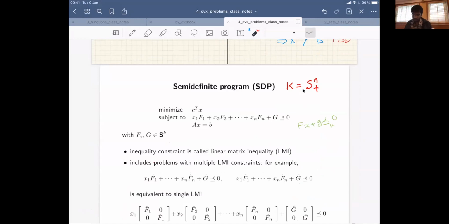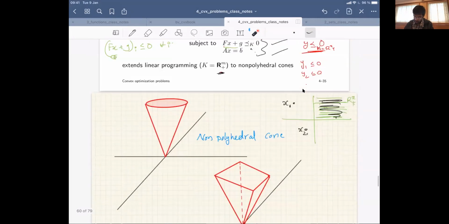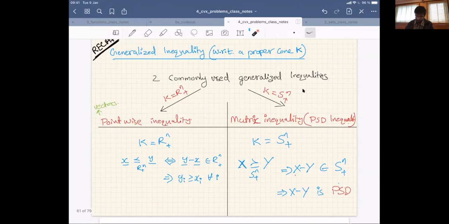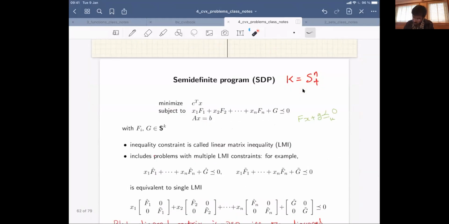Semi-definite programming. This is again a conic form. We just saw what happens when you use the non-negative cone: you get an LP. Now what we are going to see is the case where we use the cone of positive semi-definite matrices. So this is a conic form problem where you use this special proper cone, S n plus.